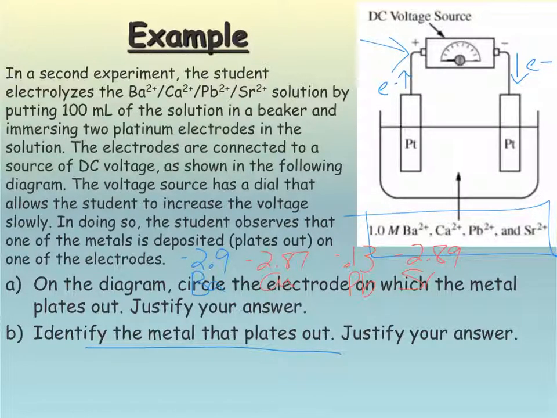Okay, so the metal that is plating out is being reduced. For it to be reduced, it needs to have the most positive reduction value. So that means lead is the one that's going to plate out.